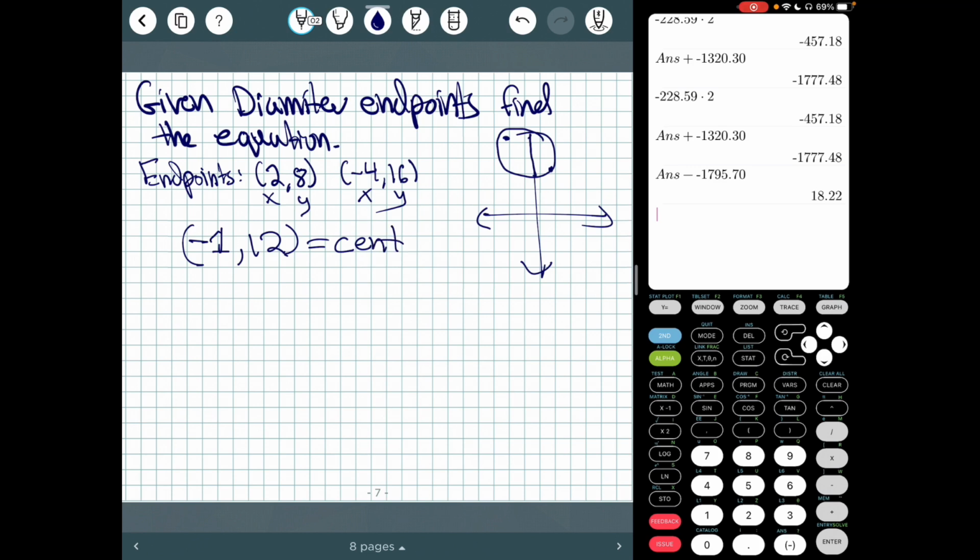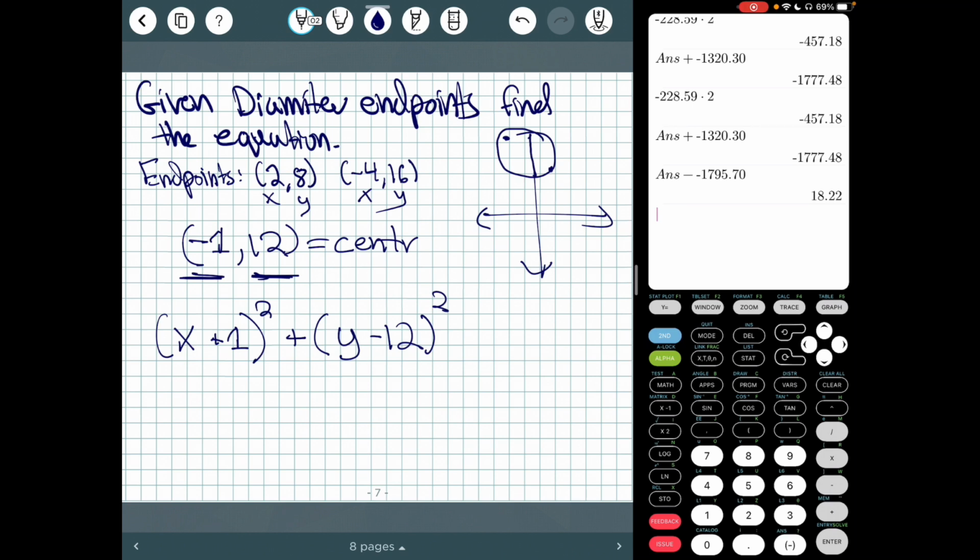And then we can basically get half the equation just from the center. So x, remember, it's the opposite value for both of these inside the parentheses. The center is -1, but when you're putting it into the equation, you have to make it the opposite, so x plus 1 squared, then plus y minus 12 squared. Remember, take the opposite of 12, which is -12.